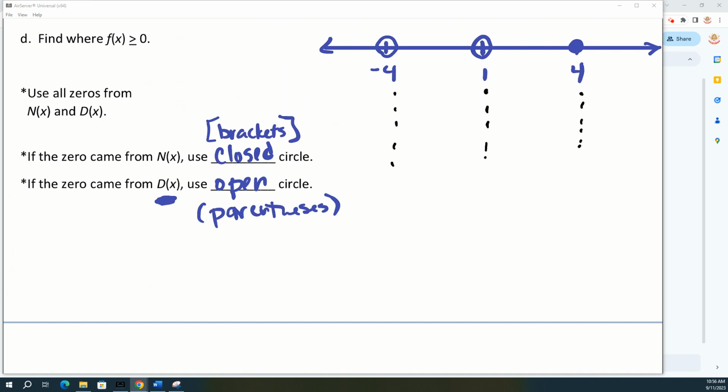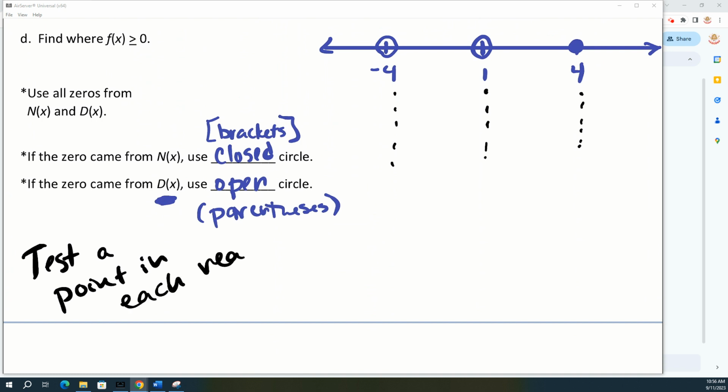So what we're going to do is test a point in each region. And for this particular problem, are we going to want to get positives or negatives for our answer? Positives. So in this case, we're looking for positives.